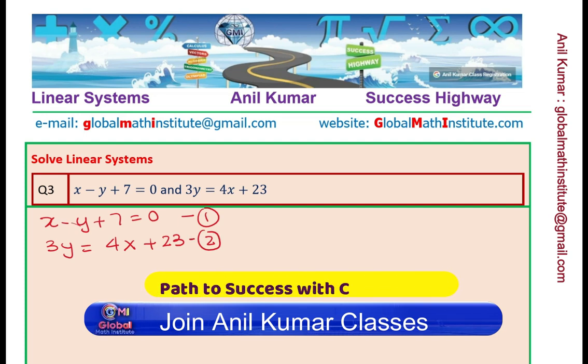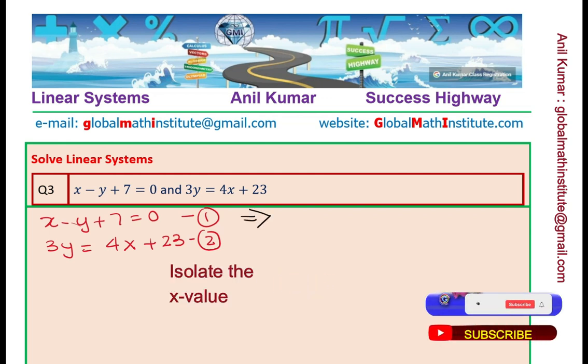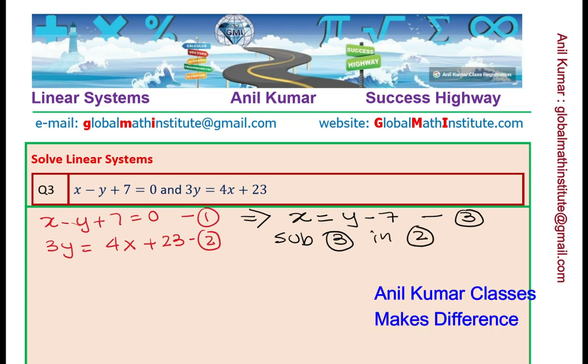Now from the first equation, you could either isolate x or y, your wish, right? So what I will do in this case is from equation 1, I'm going to isolate x this time. So I'll write x equals, taking y on the other side, we get y minus 7. Makes sense? So I'll call this my equation number 3. Makes sense? Now we are going to sub equation 3 in equation 2. Correct? So you could do it like this also. So what do we get?